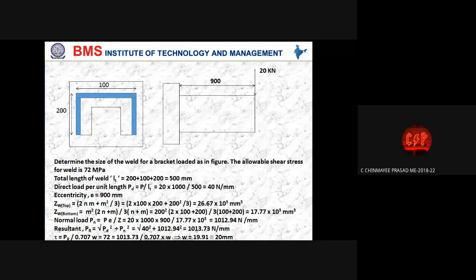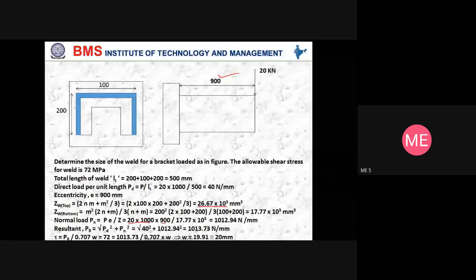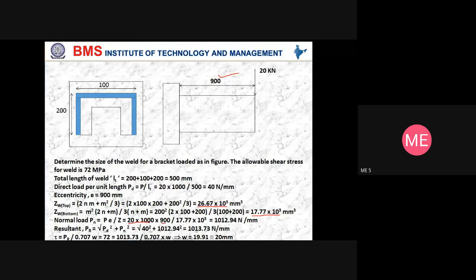P into E. P is 20 kilonewton, so 20 into 1000 Newton. The eccentricity is 900 mm given in the problem. And Z value for top is 26.67 into 10 power 3, and for bottom, section modulus is 17.7 into 10 power 3. We need to choose the smaller value of section modulus. Therefore, choose 17.77 into 10 power 3, and you are going to get normal load equal to 1012.94.